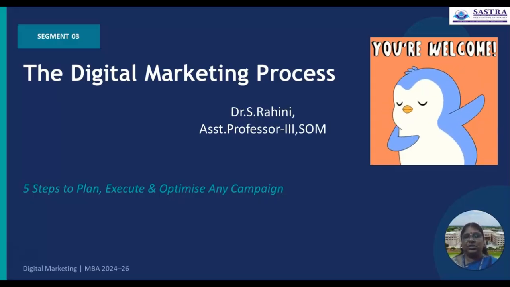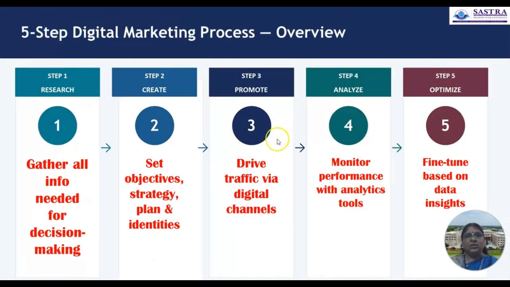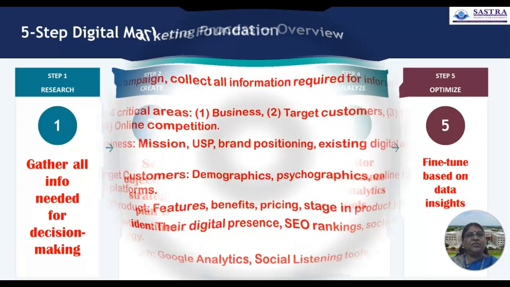Let us go through the steps one by one. The first step is research. The second step is to create or set objectives. The third step is to promote, driving traffic via digital channels. And the fourth is to analyze, that is, monitoring the performance. The final one is optimizing, that is nothing but fine tuning based on the data insights. Let me go through the process one by one first.